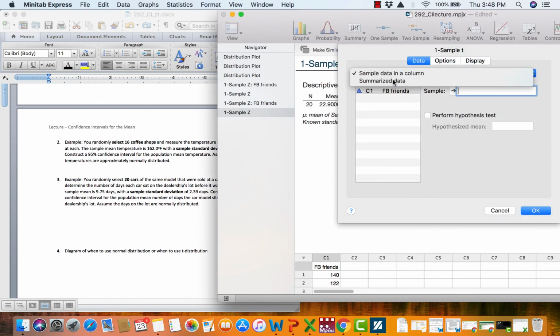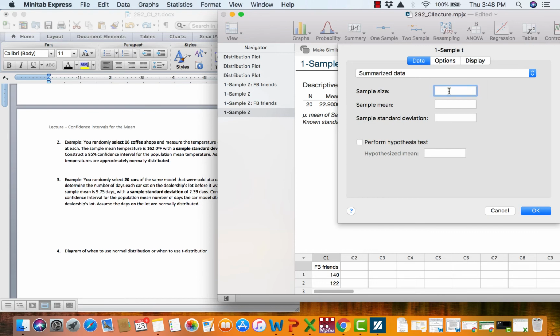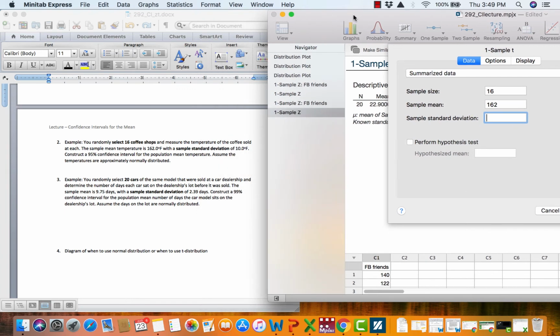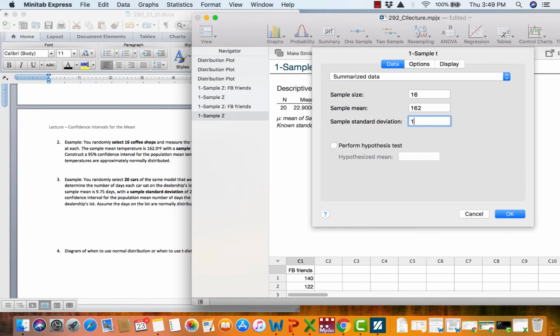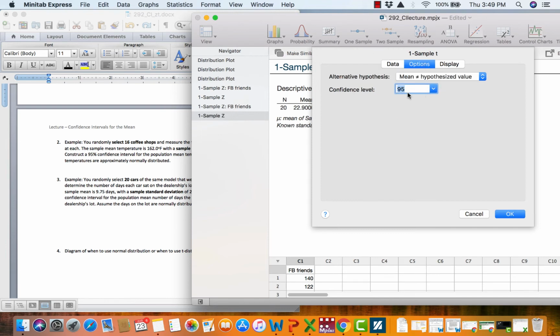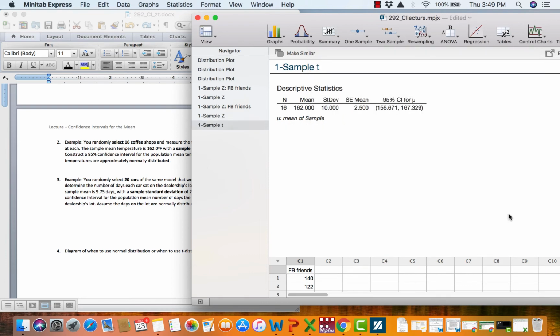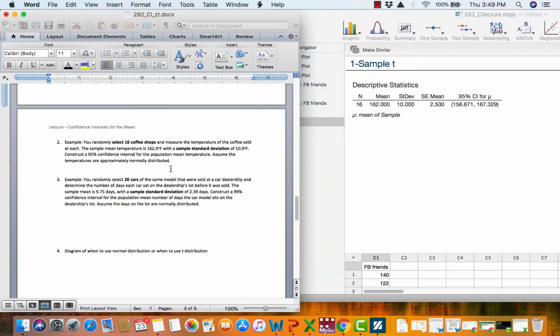All right, I give you summarized data. We have 16 coffee shops. The sample mean is 162 degrees Fahrenheit. The sample standard deviation is 10 degrees Fahrenheit. And we want to calculate a 95% confidence interval. We say OK. And we get our confidence interval rather easily. All right, so what is our final answer?